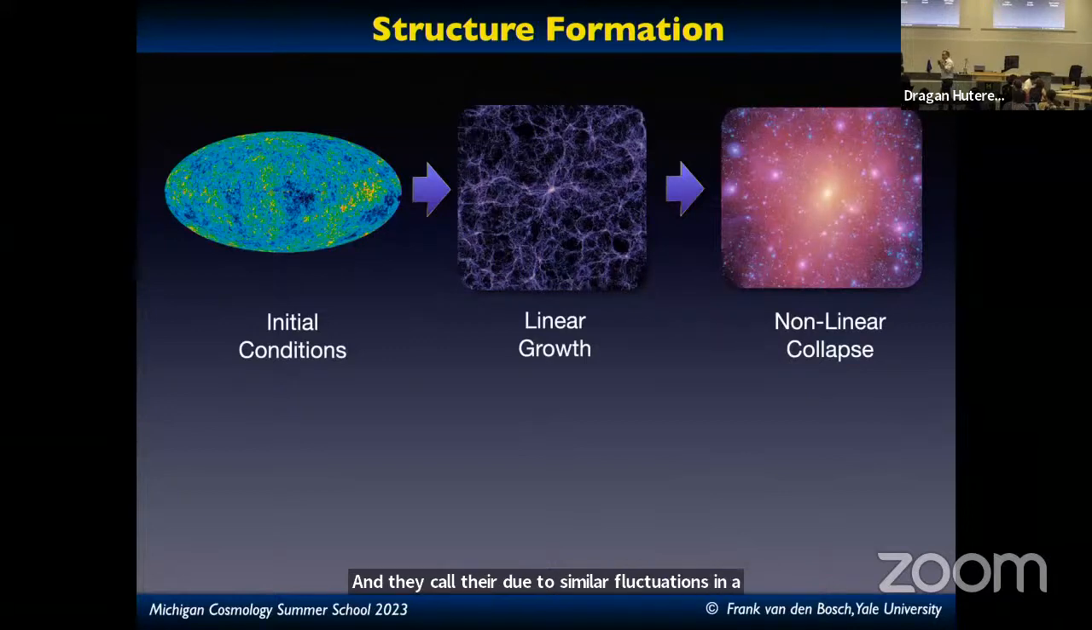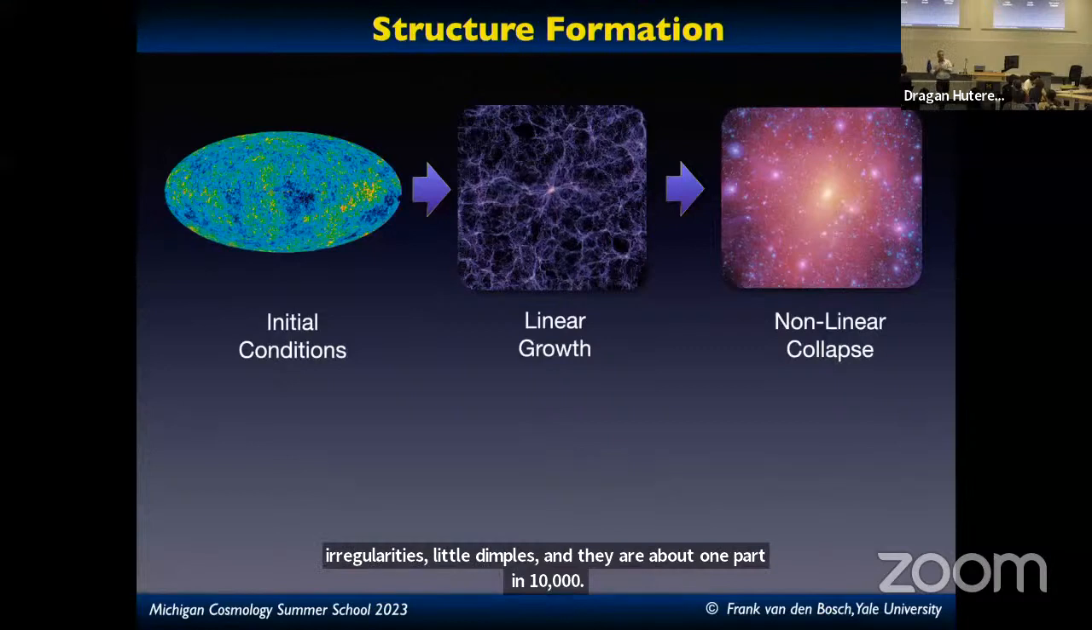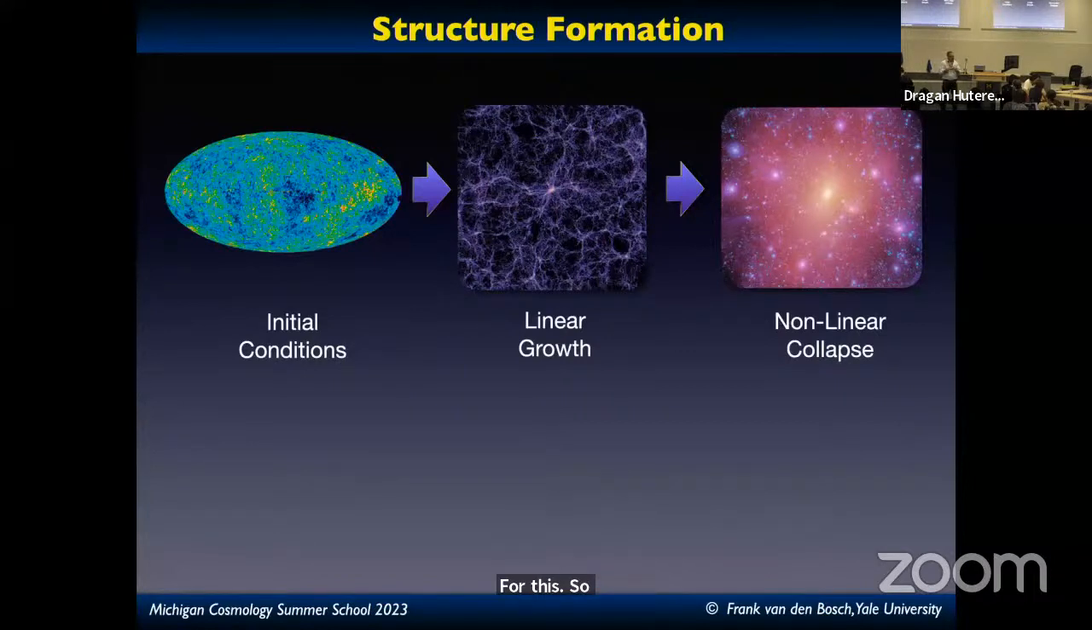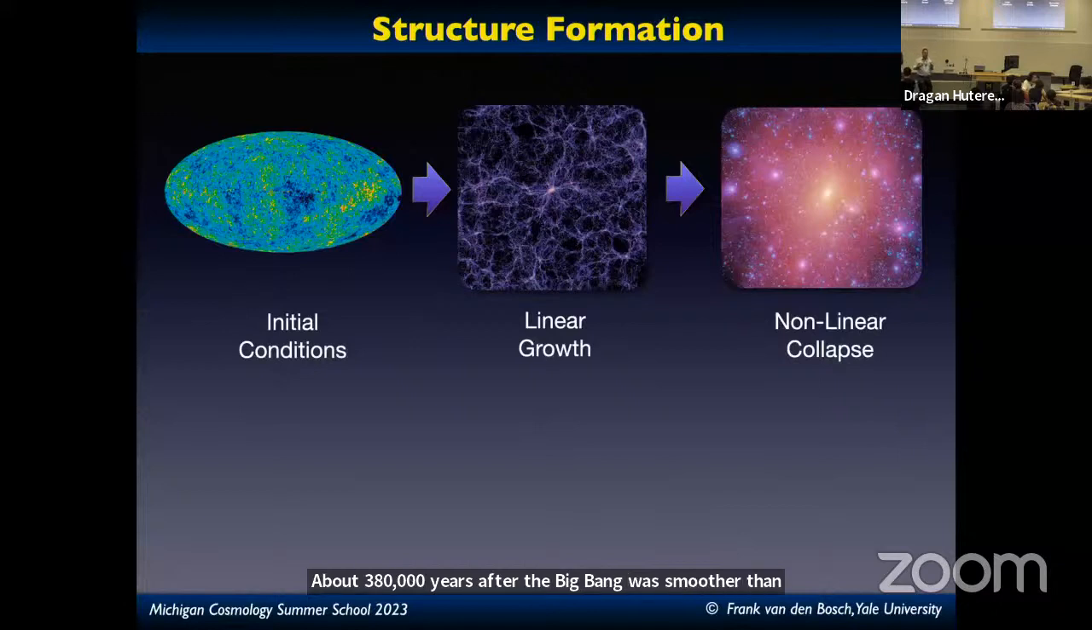I want you to appreciate that 1 part in 100,000. That's tiny. Think of the surface of a ping pong ball, it's wickedly smooth, at least if you have a decent ping pong ball. But if you put it under a microscope, it has little irregularities, little dimples, about 1 part in 10,000 for a decent ping pong ball. So this cosmic microwave background field, which represents the density field of the universe about 380,000 years after the Big Bang, was smoother than the surface of a ping pong ball. And yet all these tiny irregularities are the seeds for structure formation. That's where all our halos and galaxies came from.